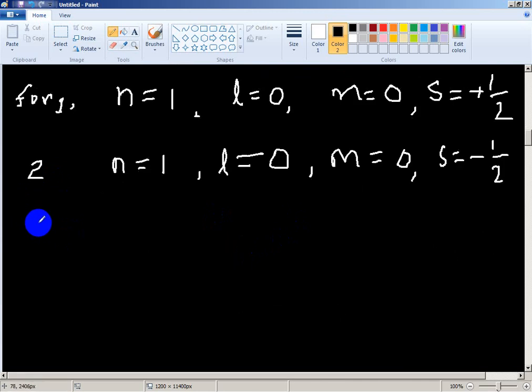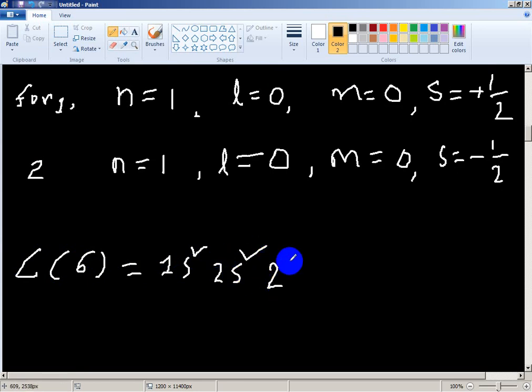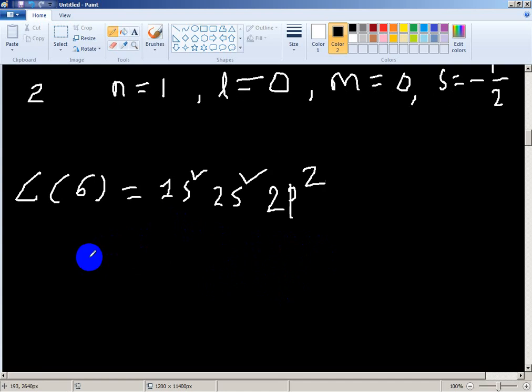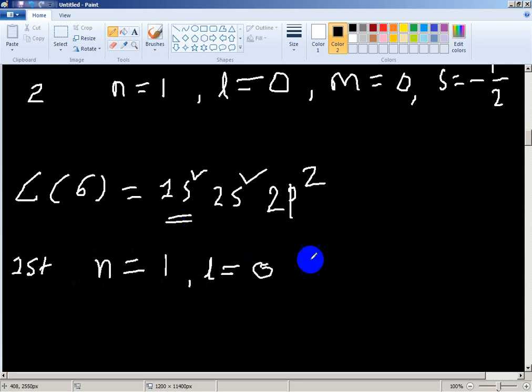Now I check another atom, carbon. The electronic configuration is 1s2, 2s2, 2p2. For the first electron, n equals 1, l equals 0.